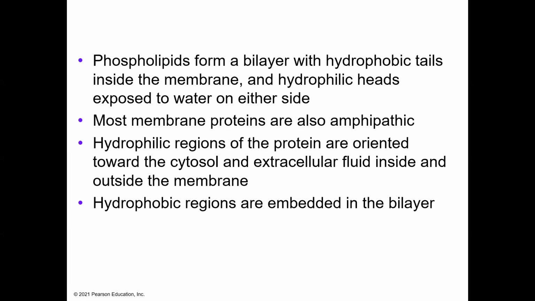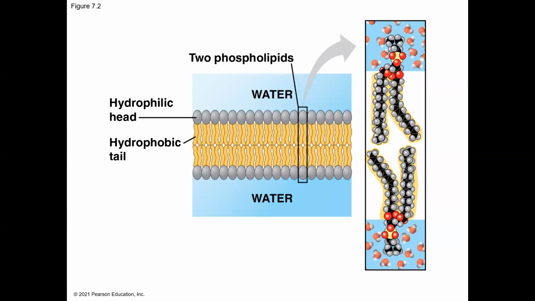Most membrane proteins are also amphipathic. Not all proteins that are associated with the membrane are amphipathic. There are sometimes proteins that like to sit on either side of the membrane. They don't go through the membrane. But if you are a protein and you're sitting in the membrane, then you are also amphipathic. There are hydrophilic regions of the protein that are oriented either towards the cytosol, or they're oriented towards the extracellular matrix on the outside of the membrane. And then the hydrophobic regions are the regions that are in between the two bilayers.